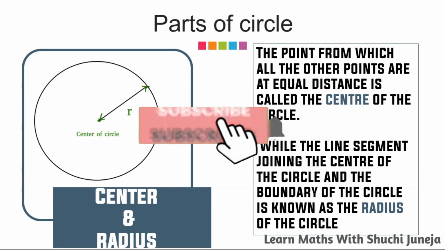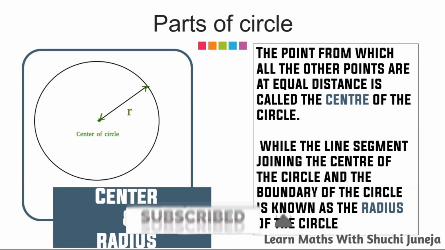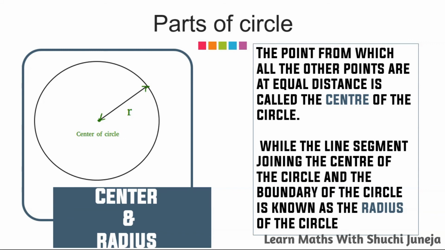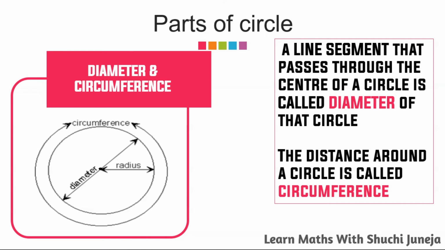The first term we can see here is the center. What is the center? A point from which all the other points on the circle are at an equal distance. While what is a radius? A line segment joining the center to the boundary of the circle is called the radius of the circle, and the plural of radius is radii. Moving on, we can see diameter and circumference. A line segment which passes through the center and touches 2 points on the circle is called the diameter of the circle, while the boundary of the circle is called the circumference.